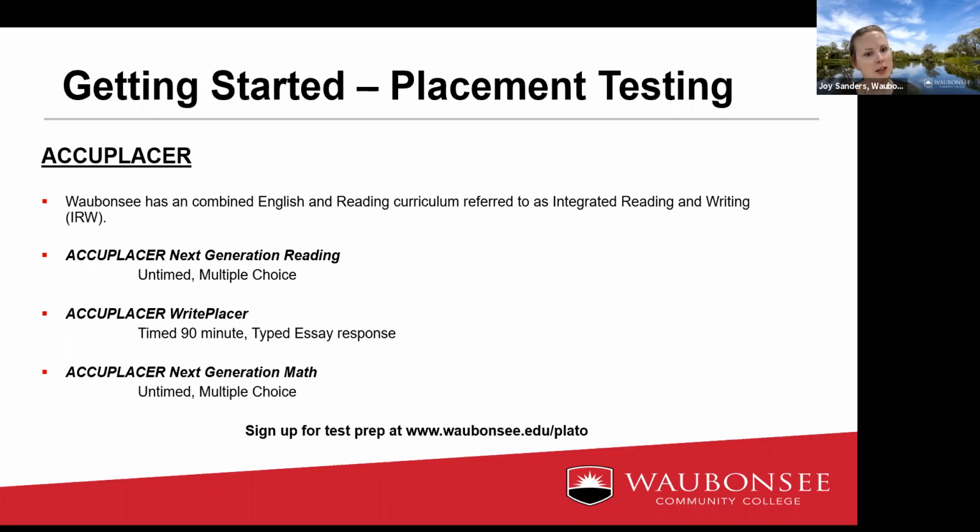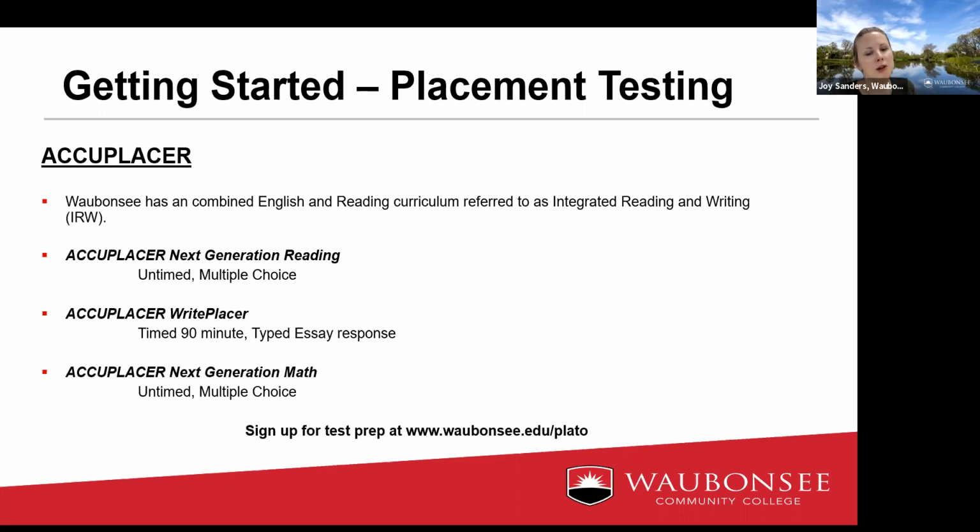The WritePlacer, this one is timed. It's a 90-minute typed essay response. So what's going to happen is you'll get a short reading passage to do. There'll be a question for you after the reading passage, and then you'll be expected to type out an essay response to that. And the Next-Generation Math is also an untimed multiple choice test. If you feel like for the WritePlacer test, you need extended test time, we would have you work with our Access Center for Disability Resources to fill out a request to be considered for extended time for that.